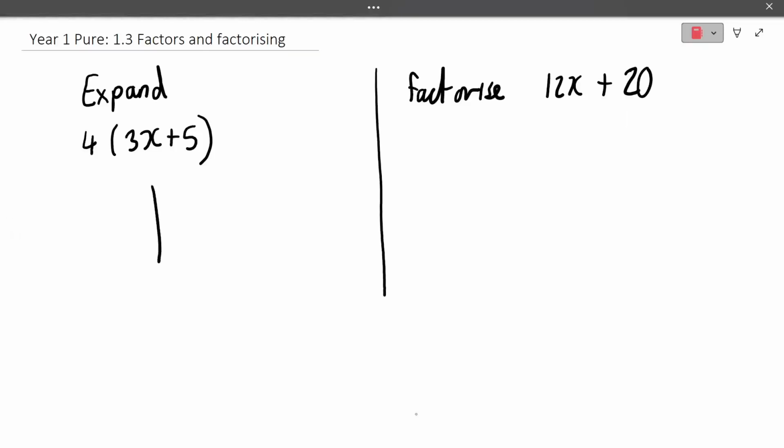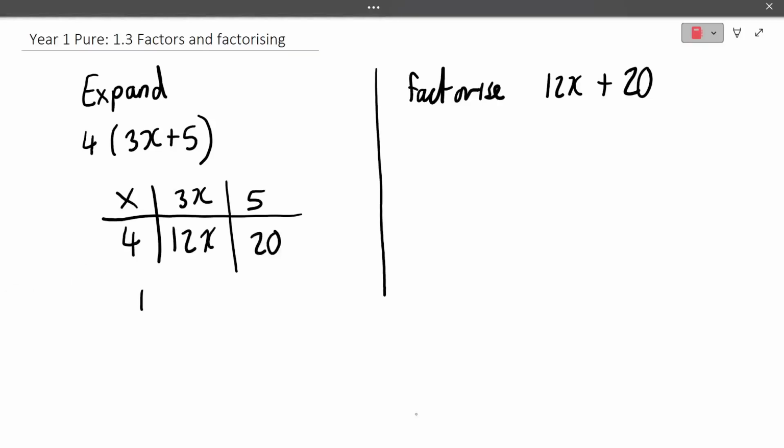So I'm going to quickly do a little multiplication grid, and feel free to go back to the other video in the description for 1.2 for expanding brackets, but we have 4 times 3x and 5. So 3 times 4 is 12 with an x, and 4 times 5 is 20. So that gets you 12x plus 20. Now, factorising is the reverse of expanding brackets, and it's a slightly more fiddly process.